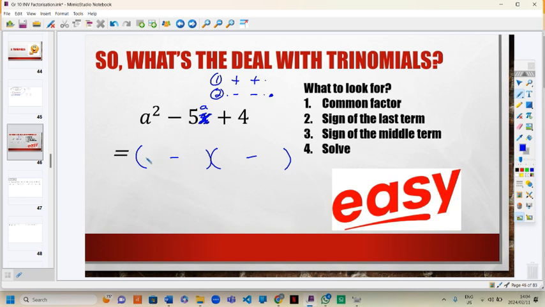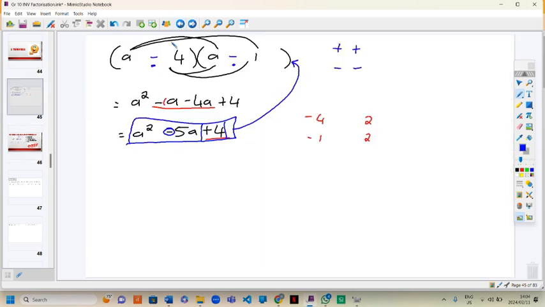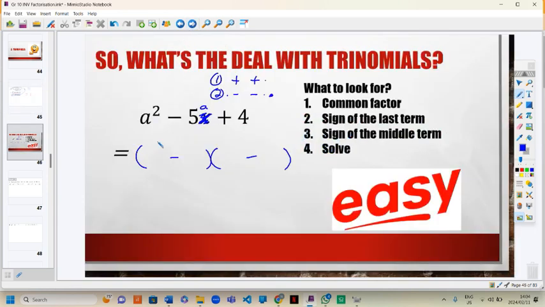Alright, and then what goes in the front here? If I go back again, I had an a squared minus 5a plus 4. And then how did I get to this a squared? What was inside my bracket? I had a multiplied with a to give me a squared. So let's just replicate that. We're going to have a multiplied with a to give me a squared.